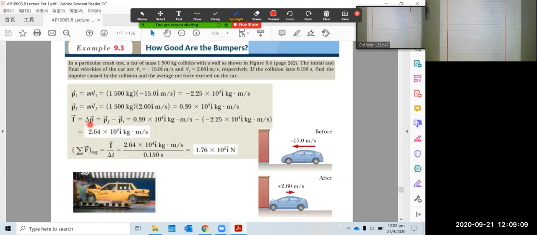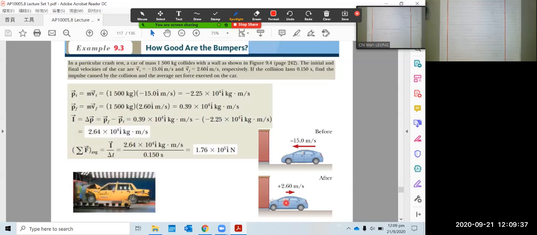The impulse is a change of the linear momentum. How it occurs depends on the time. If the time is short, then the force will be large. Consider here the car smashing on the wall. If the car smashed on the wall in a very short time, then the force on the car would be very large. It would crash the car very hard.